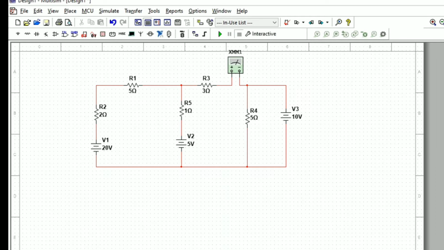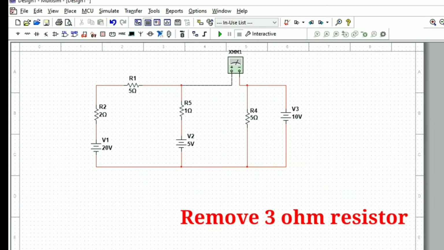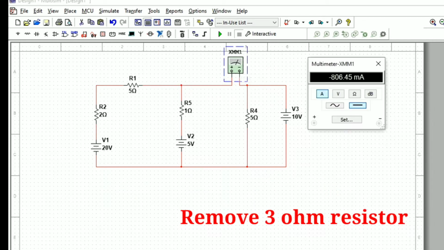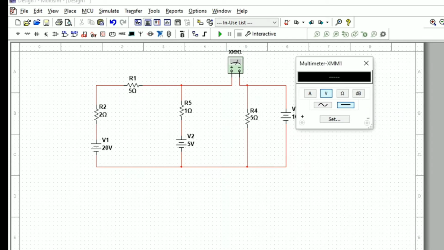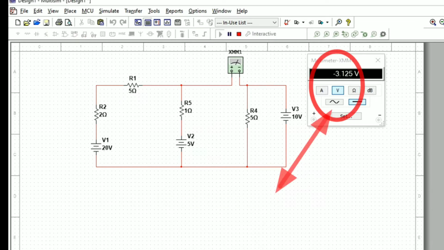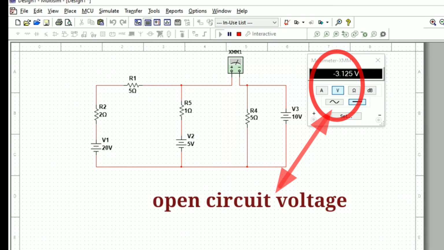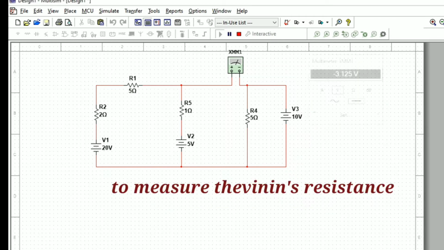To verify with Thevenin's theorem, initially we will remove this 3 ohm resistor and find the open circuit voltage, called the Thevenin's voltage. After removing the 3 ohm resistor, when we run the diagram and measure the voltage across the terminals, it will be minus 3.125 volt. So this is the open circuit voltage that we will take.